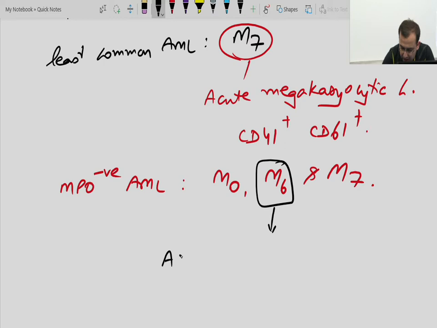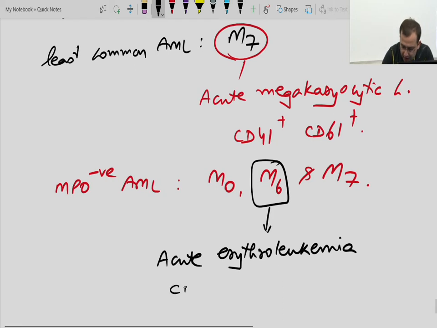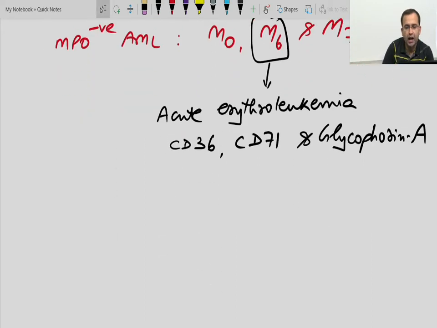M6 stands for acute erythroleukemia. How do we diagnose M6? It is CD36 positive, CD71 positive and glycophorin A. So the markers in M6 are CD36, CD71 and glycophorin A.